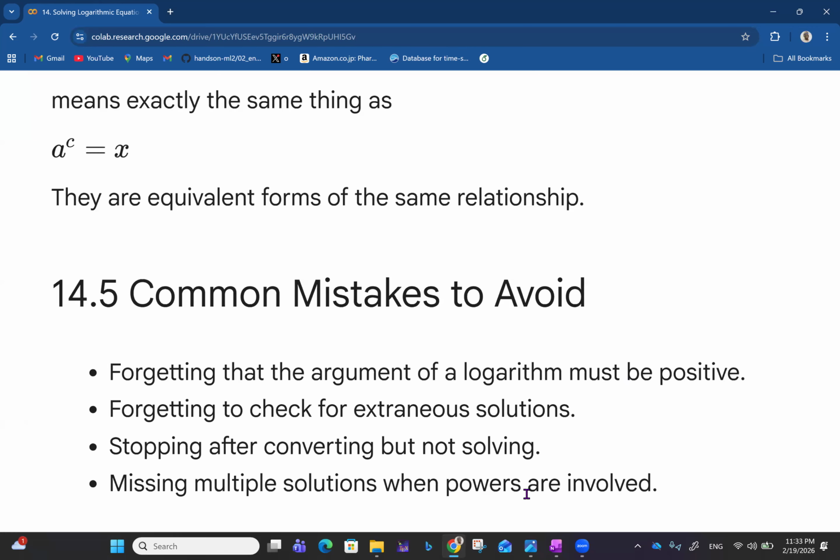Then missing multiple solutions when powers are involved. When powers are involved, like in the case of x squared equals 64 that we just did, you could have just said x is equal to 8, but in that case you have missed minus 8, and minus 8 is equally important. So when you have powers involved, you want to check for all the possible results. If you have power 3, you have 3 results. Even if they are repeated, you should be attentive to that idea.